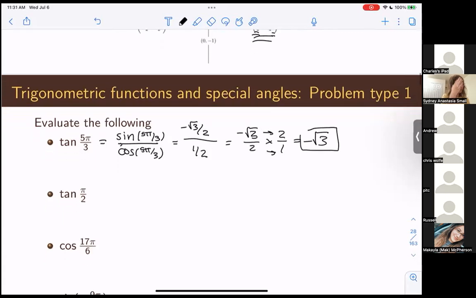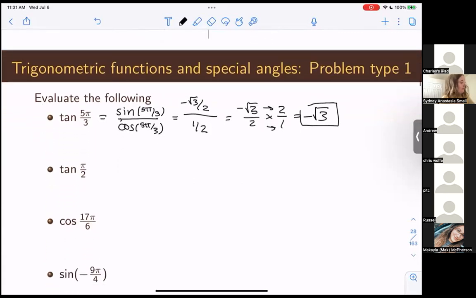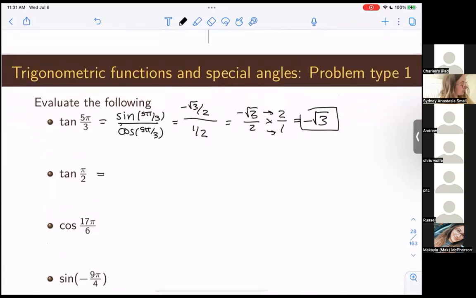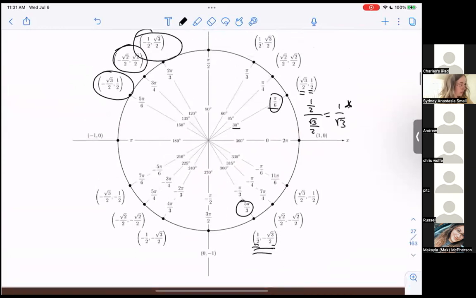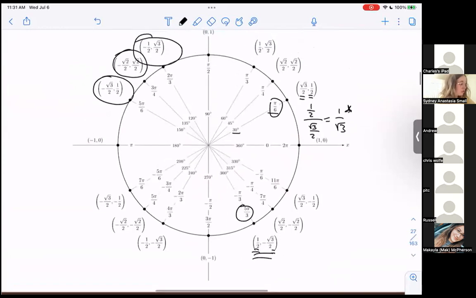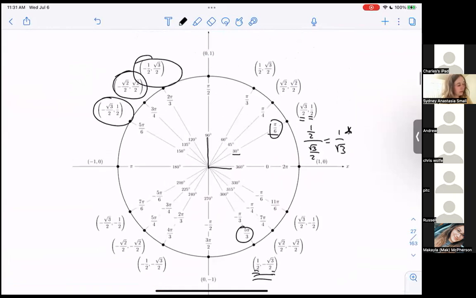Okay, let's do a similar problem. Tangent of pi halves. The tangent of pi halves is just the sine of pi halves over the cosine of pi halves. Looking at the unit circle, because this is conveniently another one of those nice angles, it's a very special angle. In fact, it is the 90-degree angle. The sine of pi halves is just 1, and the cosine of pi halves is 0.